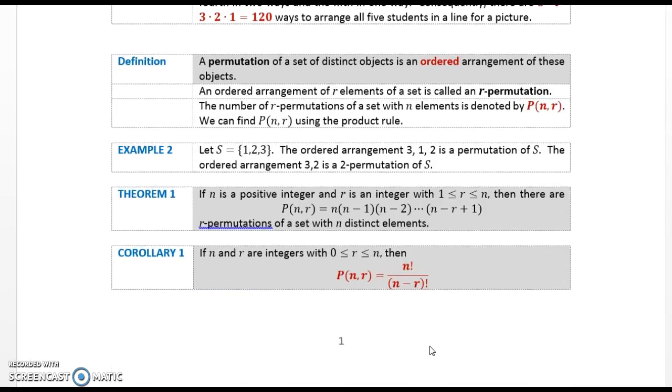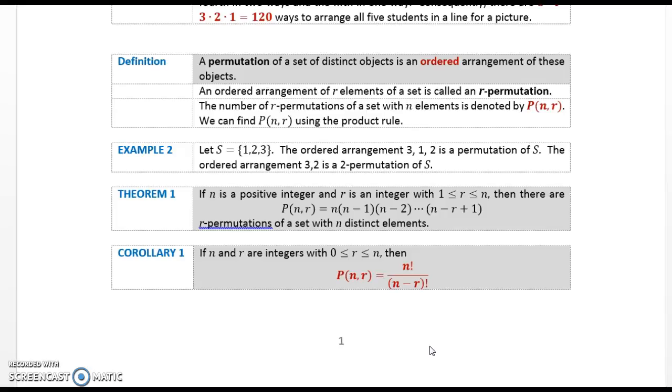Definition. A permutation of a set of distinct objects is an ordered arrangement of these objects. An ordered arrangement of r elements of a set is called an r-permutation. The number of r-permutations of a set with n elements is denoted P(n, r). We can find P(n, r) using the product rule.